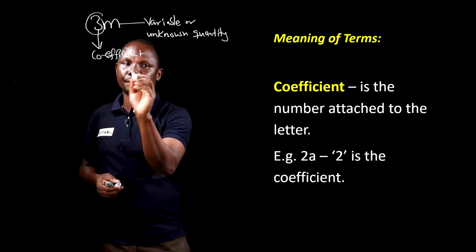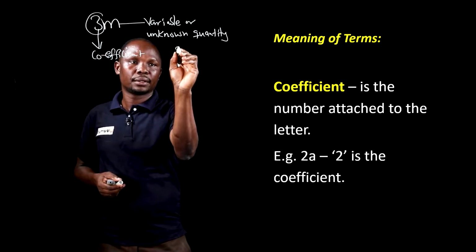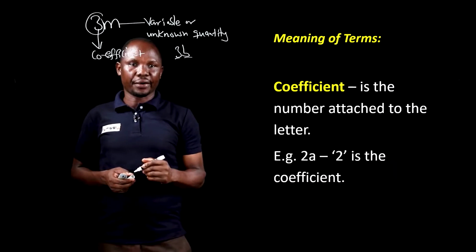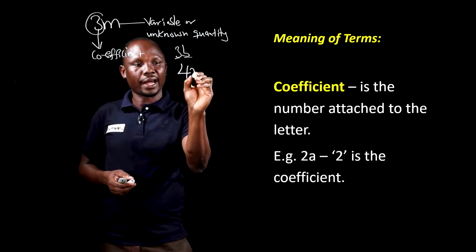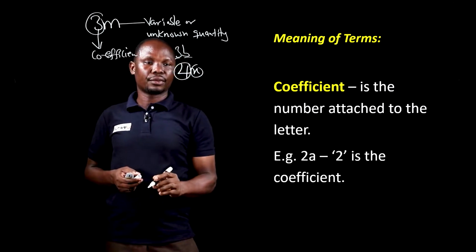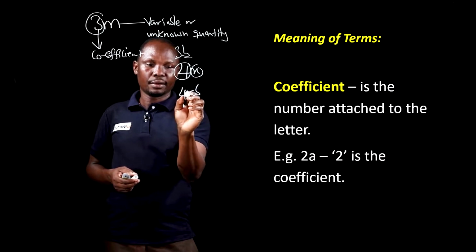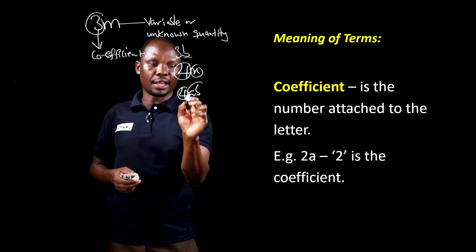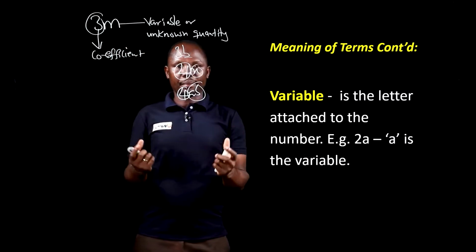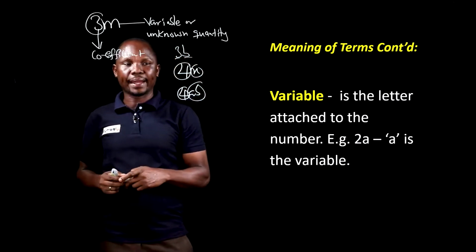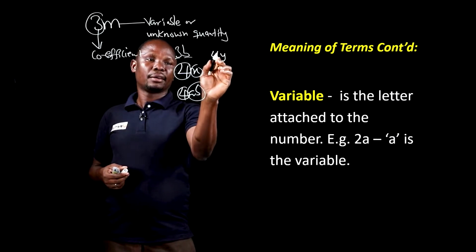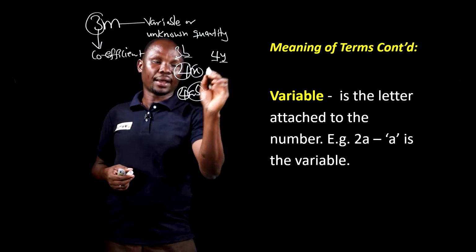So if we have 3b, the 3 is a coefficient and the b is a variable. If you have 4x, the 4 is a coefficient and the x is a variable. If we have 4ab, 4 is a coefficient and the ab are the variables. So a variable is a letter attached to the number. If we have 4y, the 4 is a coefficient and the y is a variable.